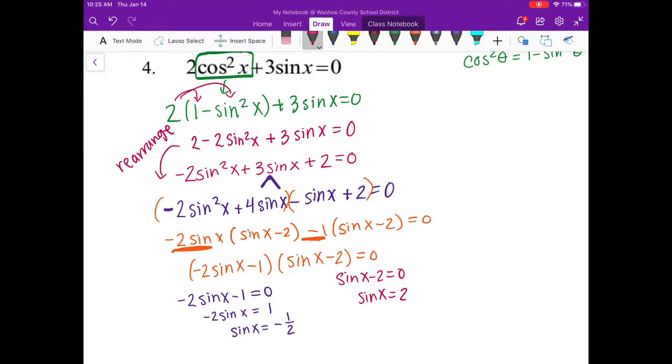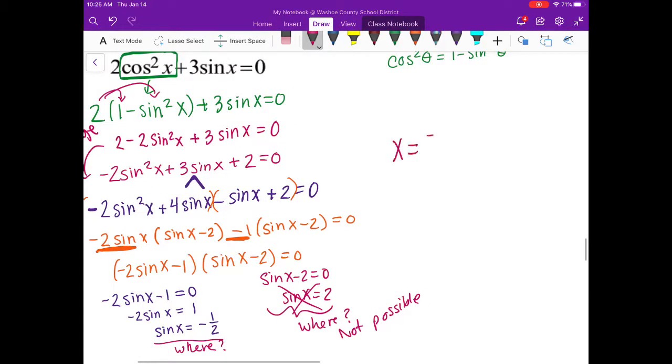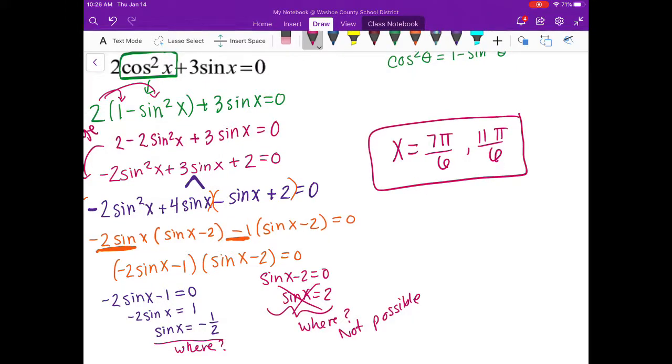where is sine of x equal to 2, remember? Where is that going to happen? It's not possible. So don't include that. There's nowhere in the unit circle that sine of x equals 2. So then really we can only use this. Where in the unit circle is my y value -1/2? And hopefully you know your unit circle and you can tell us 7 pi over 6 and 11 pi over 6. And that would be my answer.